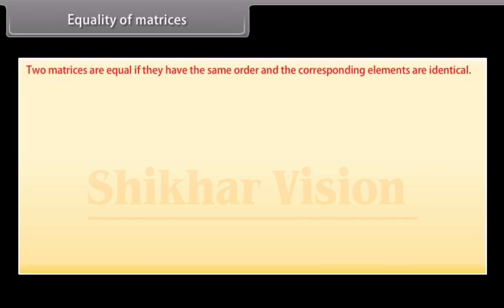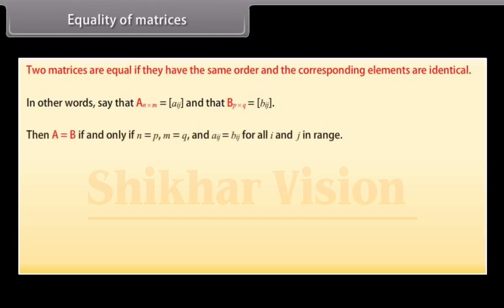Equality of matrices. Two matrices are equal if they have the same order and the corresponding elements are identical. In other words, say that A, n by m, is equal to A_ij and that B, p by q, is equal to Bij, then A is equal to B if and only if n is equal to p, m is equal to q and Aij is equal to Bij for all i and j in range.